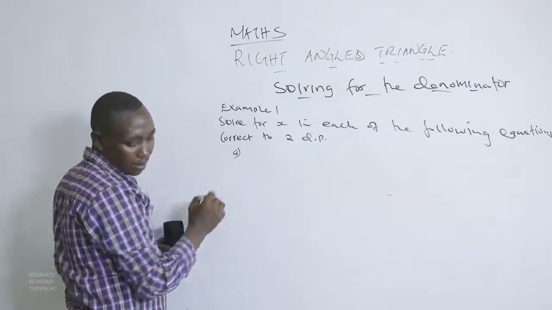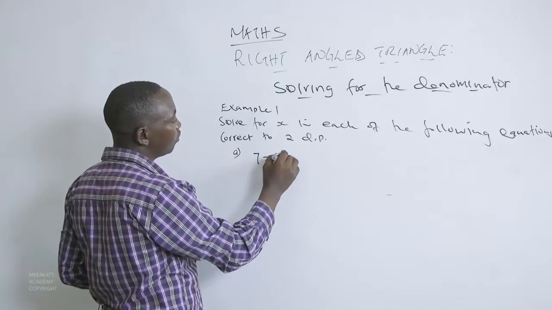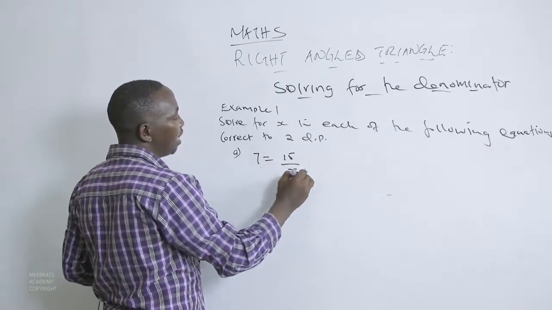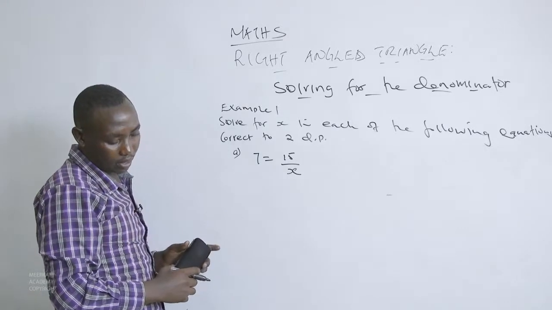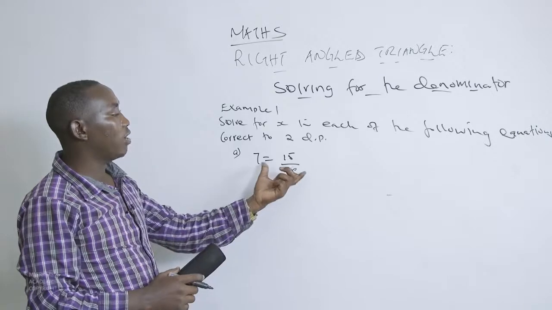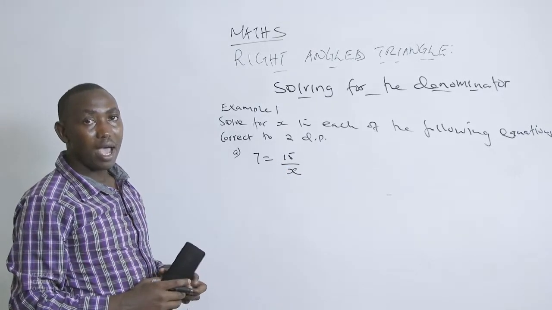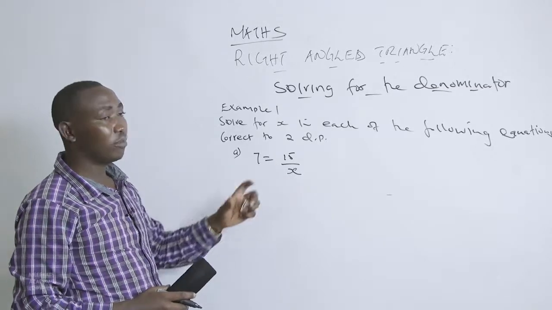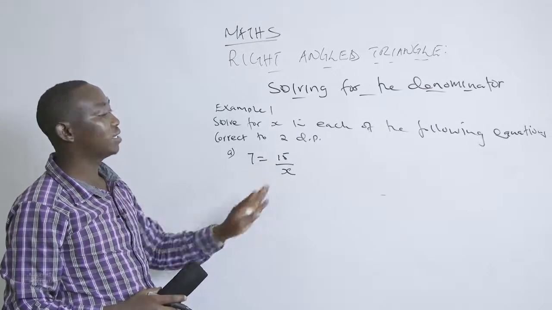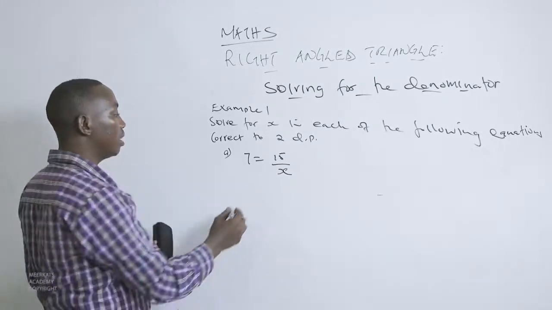Part A, we have 7 is equal to 15 divided by x. Now for us to be able to obtain the value of x, we have said we need to eliminate it from the denominator. And for us to be able to eliminate x from the denominator on the right hand side of the equation, we need to multiply both sides by x.